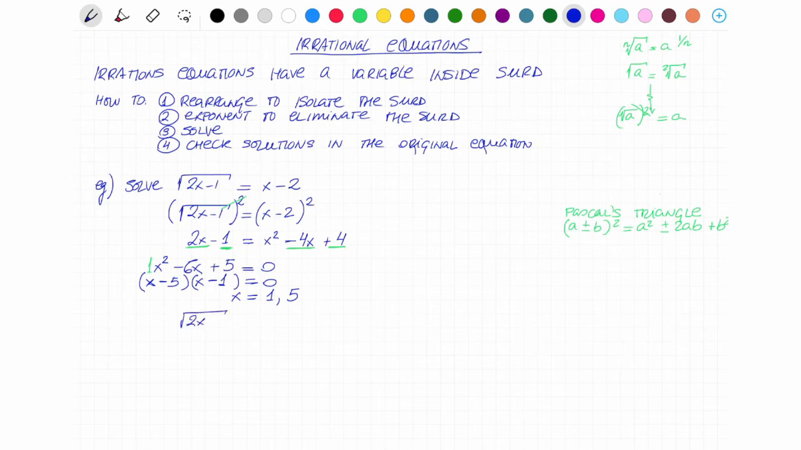The original is the square root of 2x minus 1 equals x minus 2. And I need to evaluate it for x equals 1 and for x equals 5. Well, for x equals 1, is the square root of 2 minus 1 going to be the same as 1 minus 2? If you do the first side, that's going to give you the square root of 1, which is 1. 1 minus 2 is minus 1. Well, they're definitely not the same. So this is not a valid solution. You will not be able to put it there and make this true.